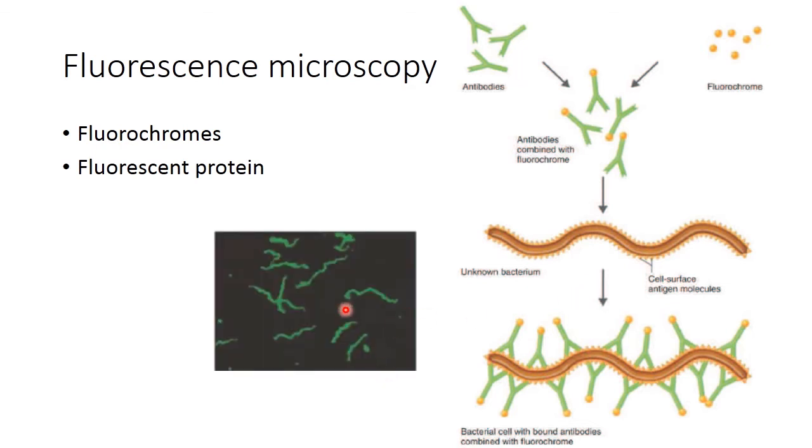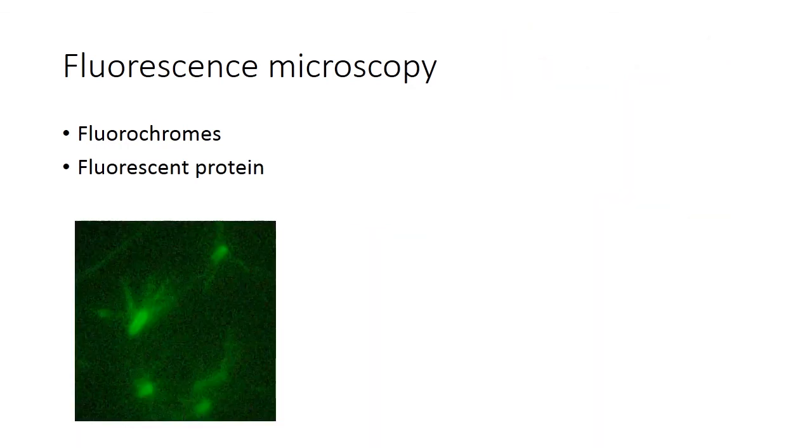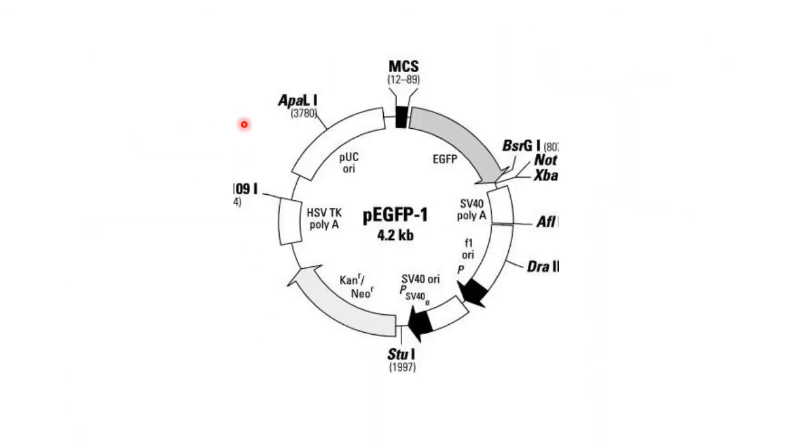And this is a representation of the image obtained through a fluorescent microscope. So you can see that the fluorochrome has labeled the entire surface of these bacteria. As I've said earlier, different types of fluorescent proteins could also be used to label different parts of the specimen.